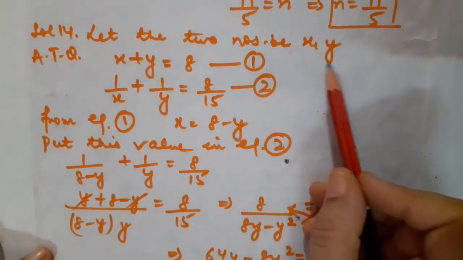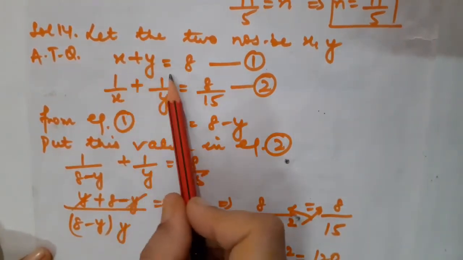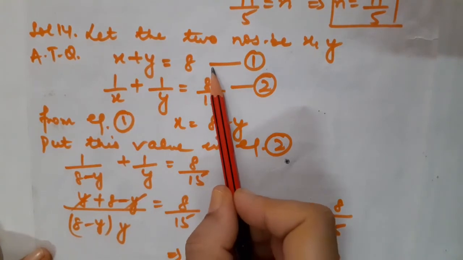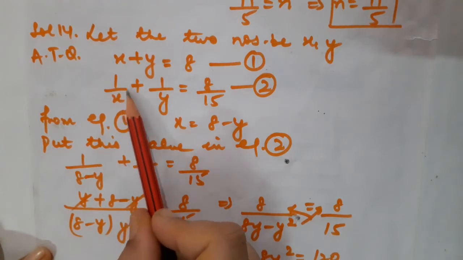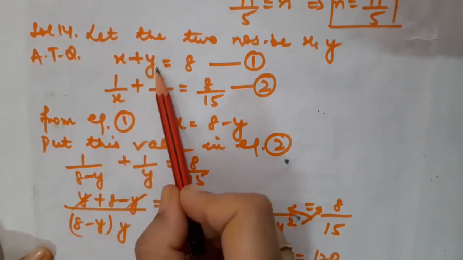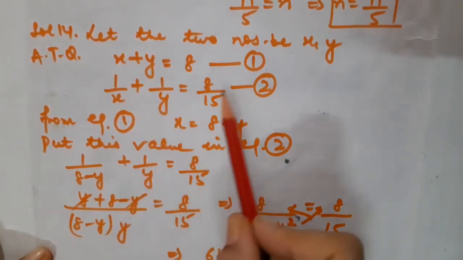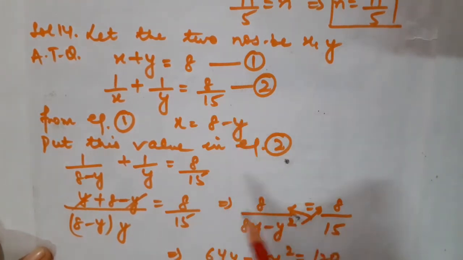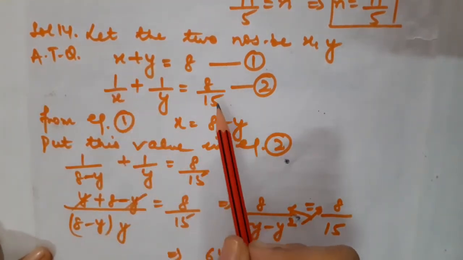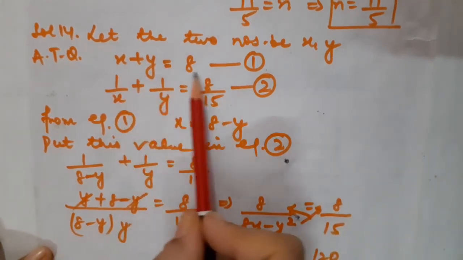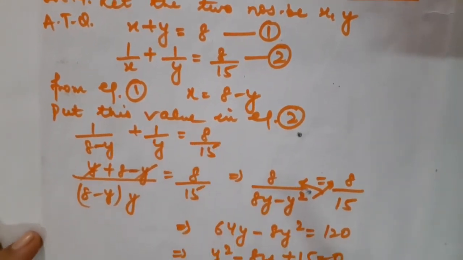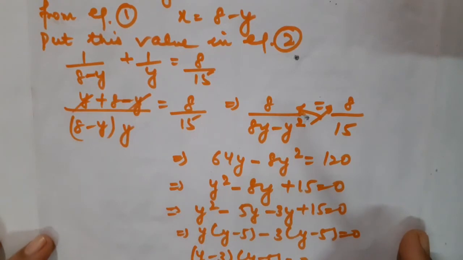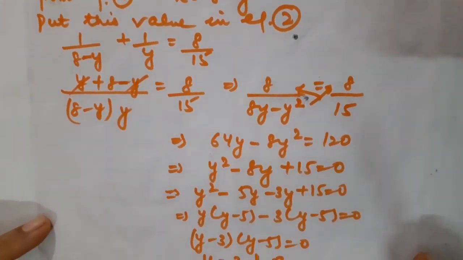Let the numbers be x and y. The sum of the numbers, that is x plus y, is equal to 8. This is given. The sum of their reciprocals: the reciprocal of x will be 1 upon x plus the reciprocal of y will be 1 upon y is equal to 8 upon 15. So children, here I have adopted the substitution method of solving a pair of linear equations. I got the value of x from equation number 1 and substituted it in equation number 2. So children, here you can see the solution.